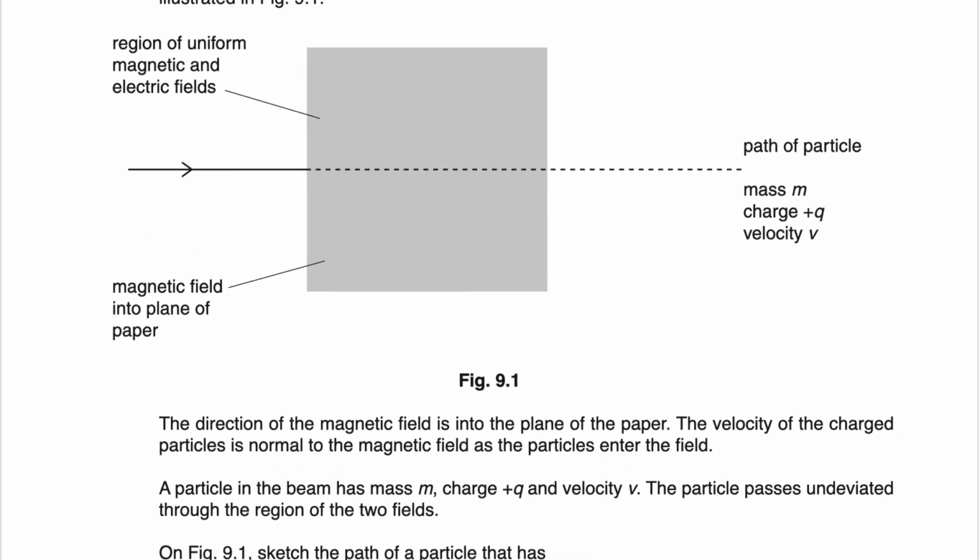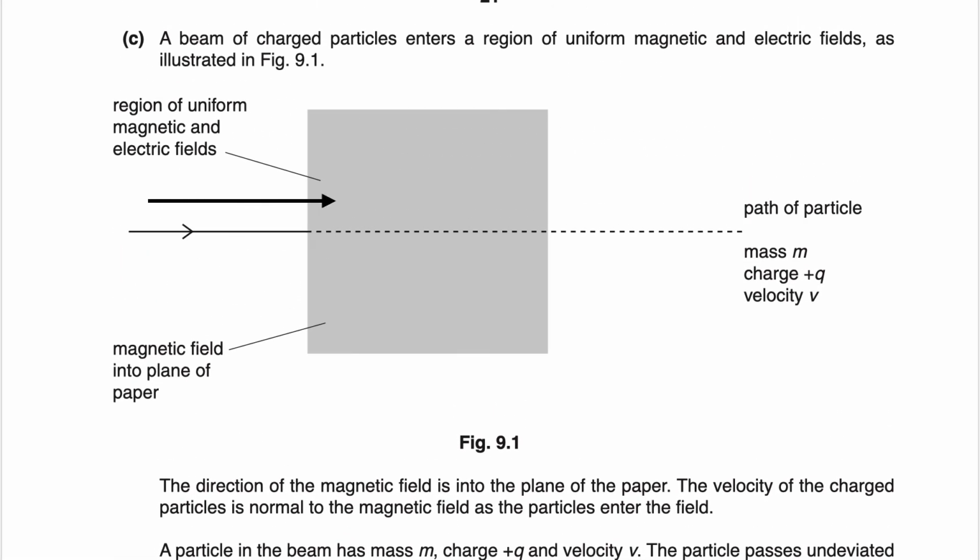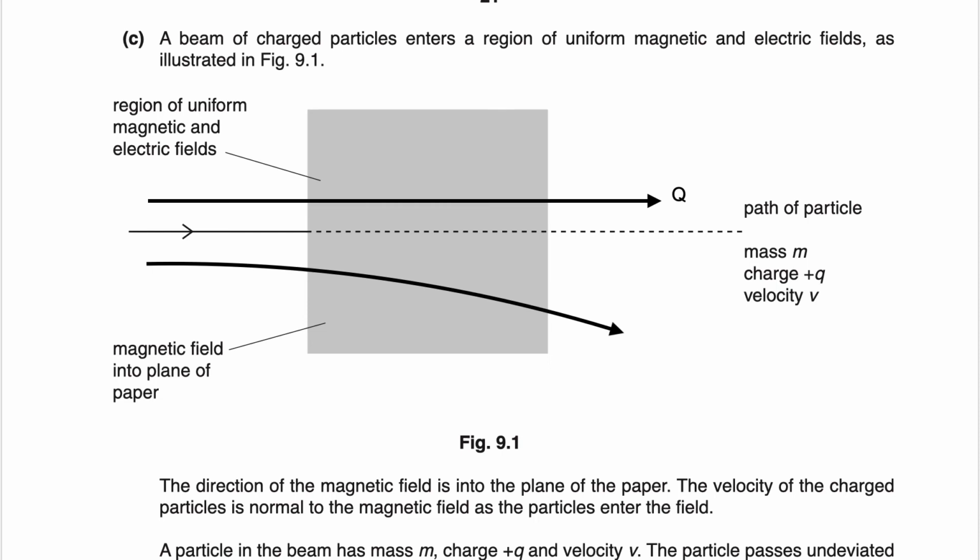Let's see how to draw this. The first one has mass m and charge q, so it will go undeviated. The second one, mass m and charge 2q, has slightly higher velocity. That's why the line goes a little faster. We have to mark this as v. Okay, let's move to the next question.